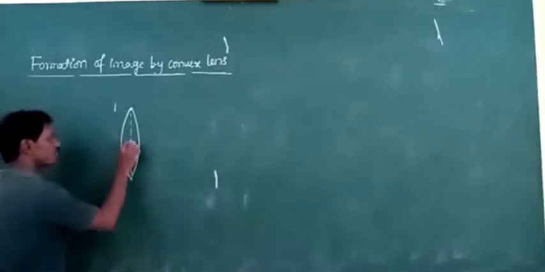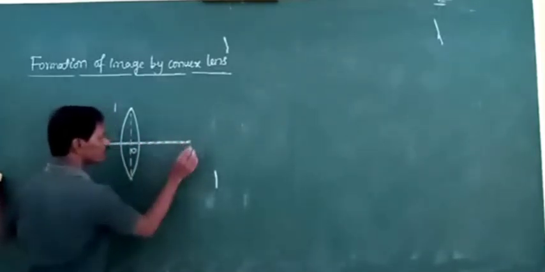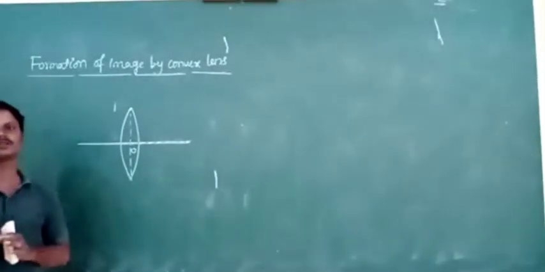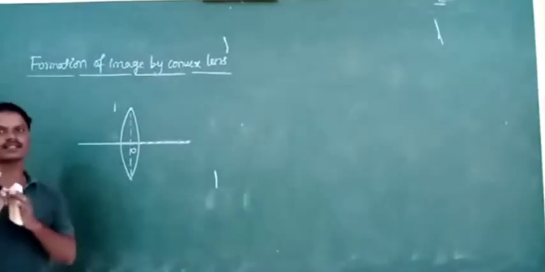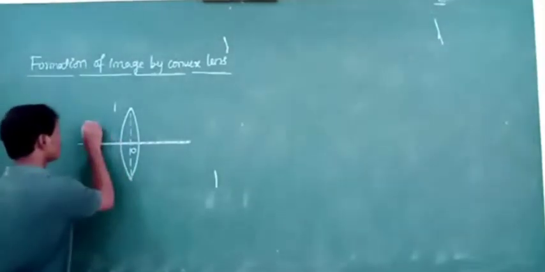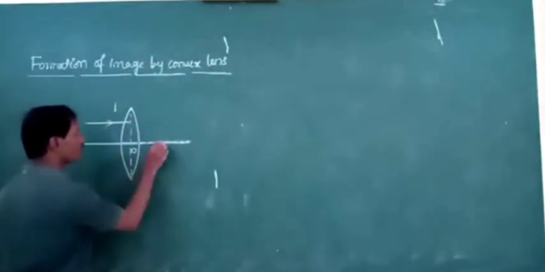Now it is the optic center, that is O, and now it is the principal axis. So how many rays do we have to consider to get the image of the object? At least we have to consider 2 rays, minimum 2 rays. I will consider three rays now. First ray, that is parallel to the principal axis.